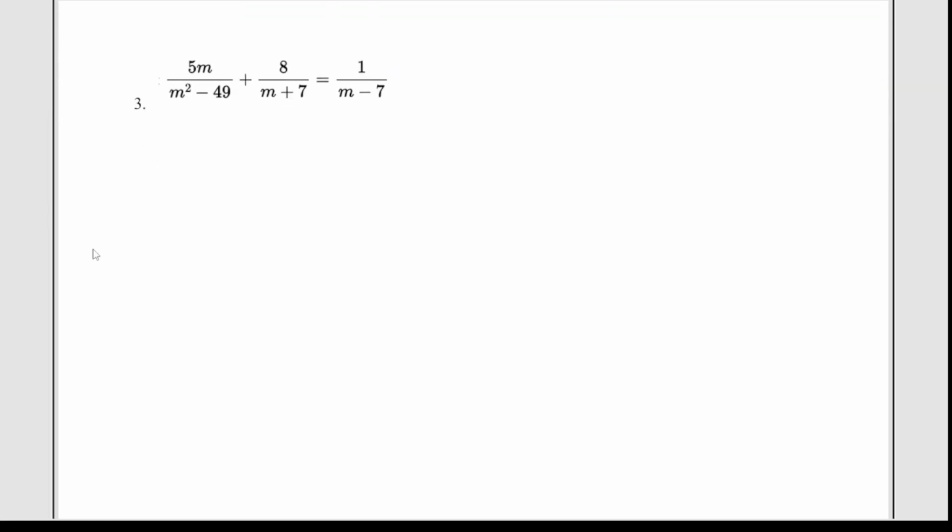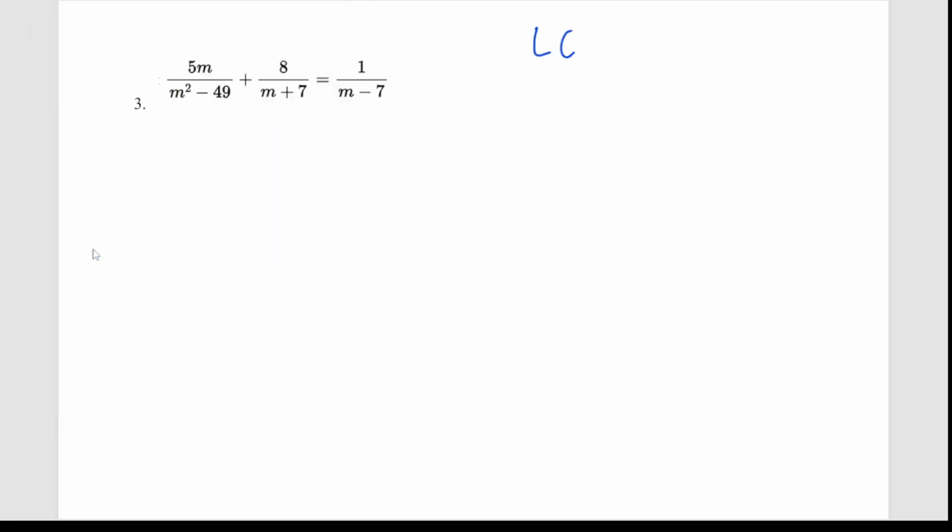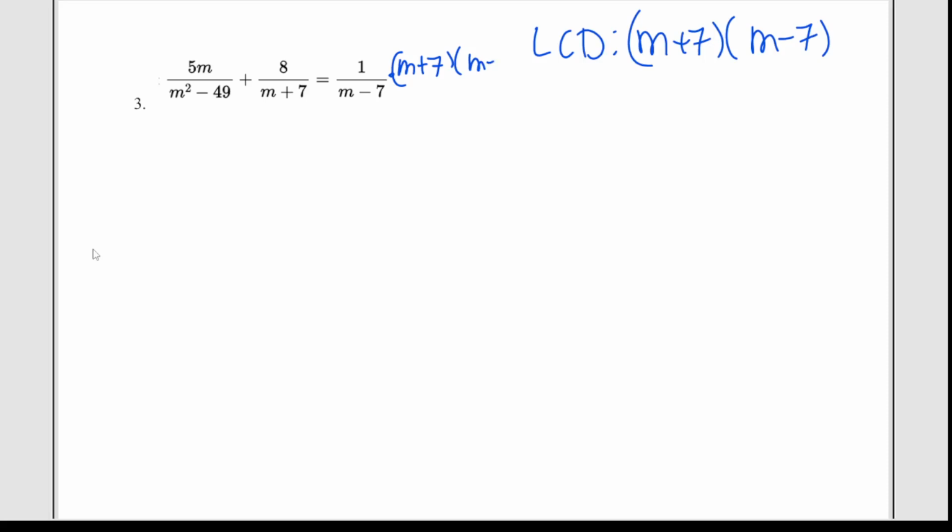This last one is going to be pretty similar, so we need to again make sure that we're noting the least common denominator. In this case, the least common denominator would be m plus 7 times m minus 7. If we take every single term times m plus 7 times m minus 7. How do we know that? Well, because this denominator actually factors into m plus 7, m minus 7. So we didn't have to repeat that.